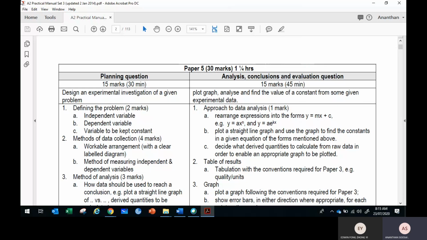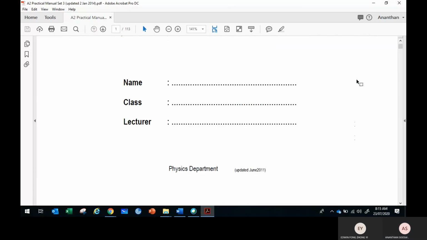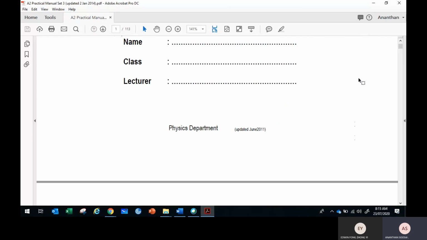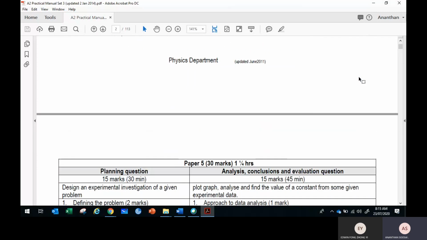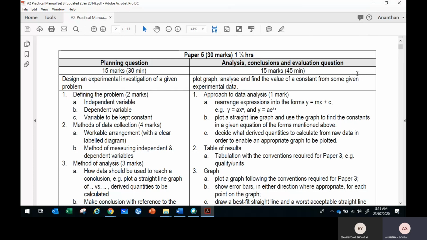The 2 questions are this: you open up the set 3. I think it's on the second or third page. You're going to see this. So it's a paper 5, 30 marks, 1 hour 15 minutes paper.